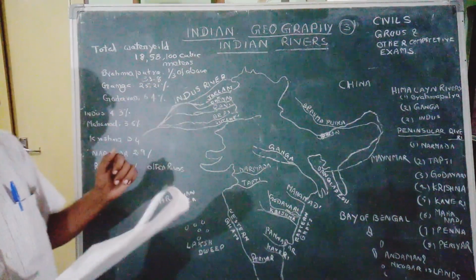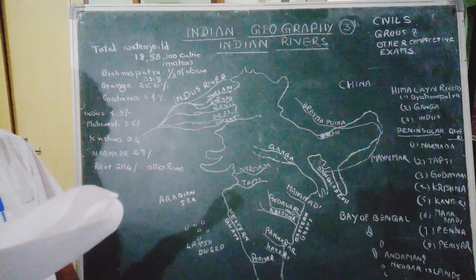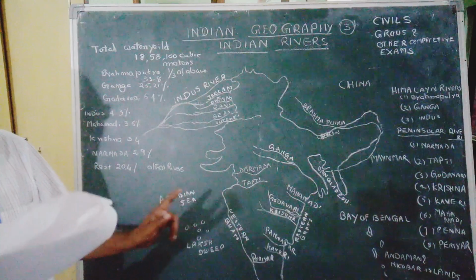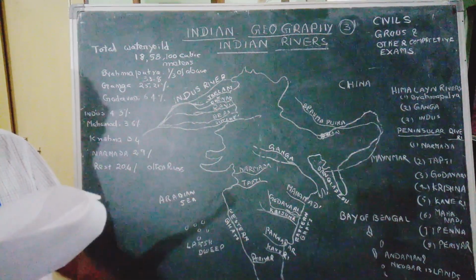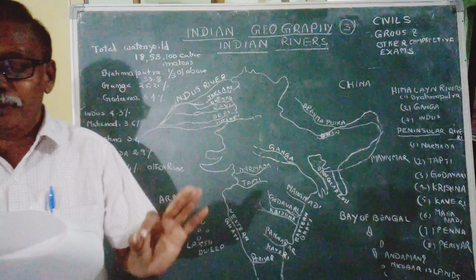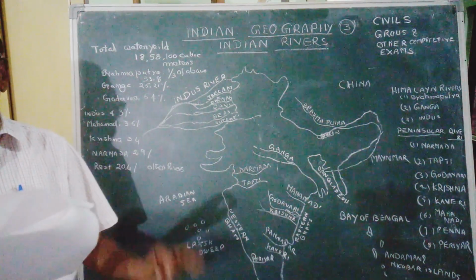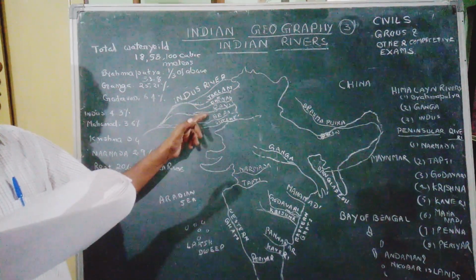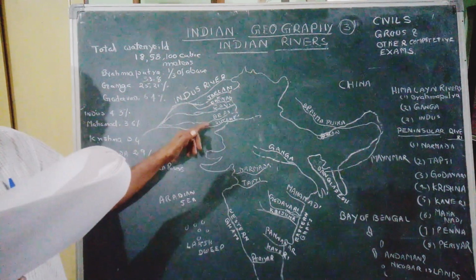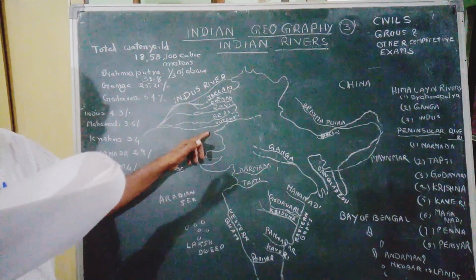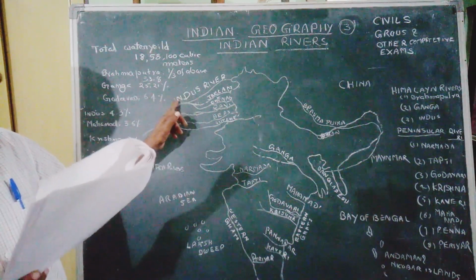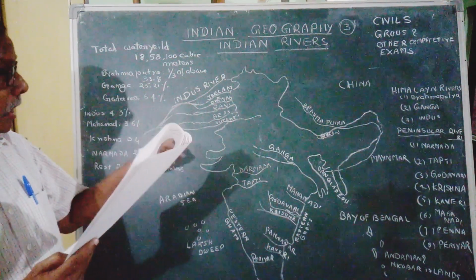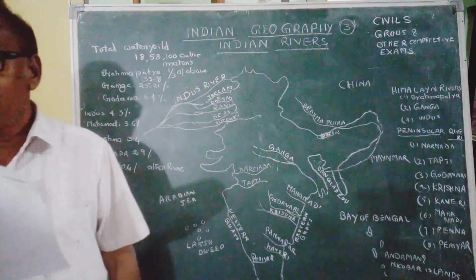And let us come to the Indus River. The Indus system flows in India for 709 kilometers. It has 5 tributaries: Jhelum, Chenab, Ravi, Beas, and Satluj rivers. The Indus River helped in irrigating Punjab, Haryana, and Rajasthan regions.